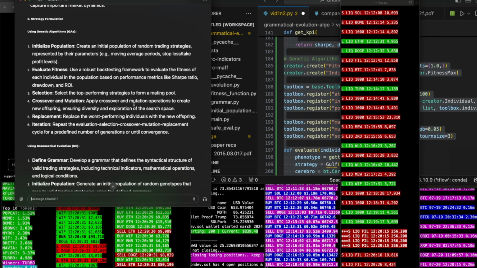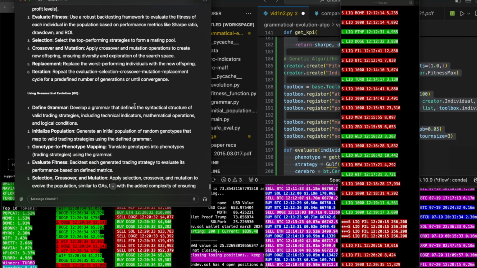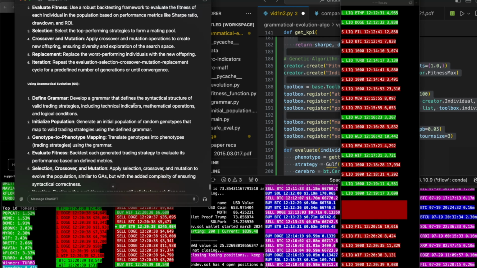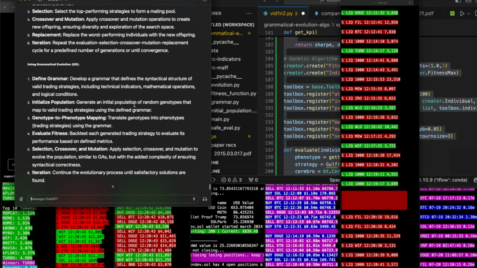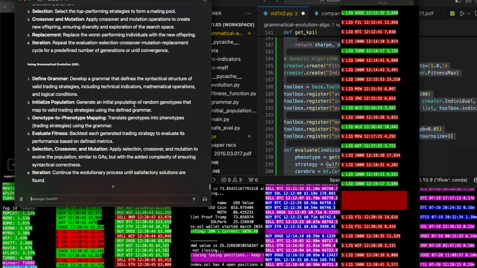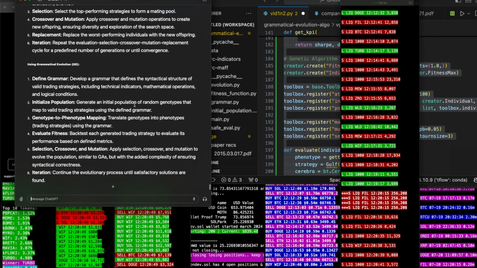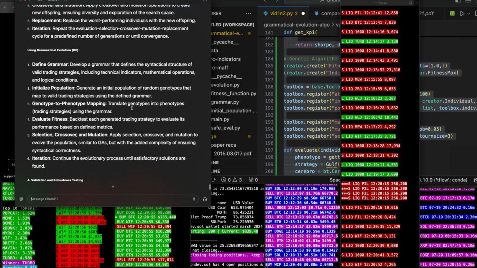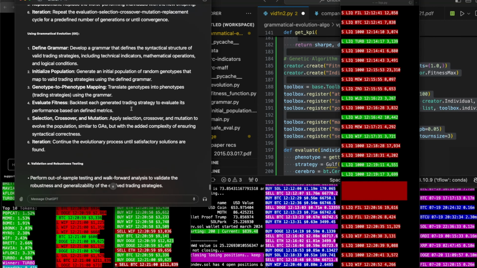Selection. Select the top performing strategies to form a mating pool. Crossover and mutation. Apply crossover and mutation operations to create new offspring, ensuring diversity and exploration of the search space. Replacement. Replace the worst performing individuals with the new offspring. Iteration. Repeat the evaluation, selection, crossover, mutation, replacement cycle for a predefined number of generations or until convergence.